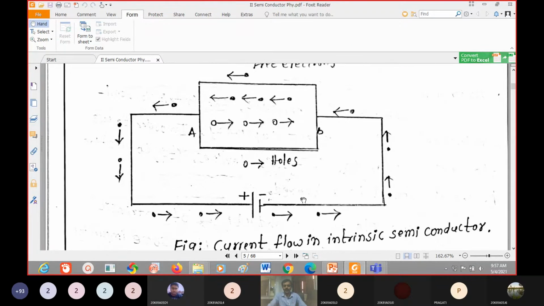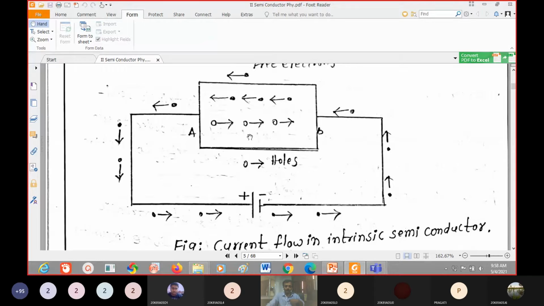Now we apply the positive terminal to one side and the negative terminal to the other side of the pure semiconductor. What happens here? The negative terminal is applied here, so electrons are repelled by the negative terminal and move in this direction. The positive terminal is connected to this side, so holes are repelled by the positive terminal and move in this direction. Electrons move this way, holes move this way.